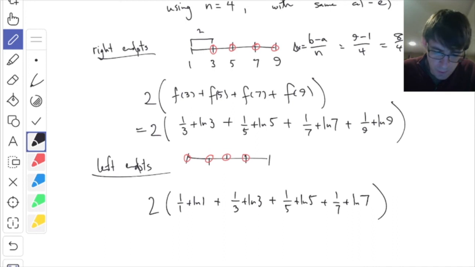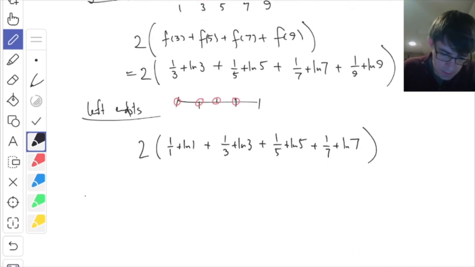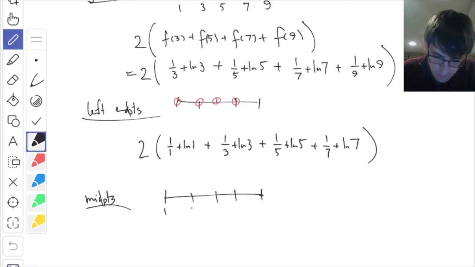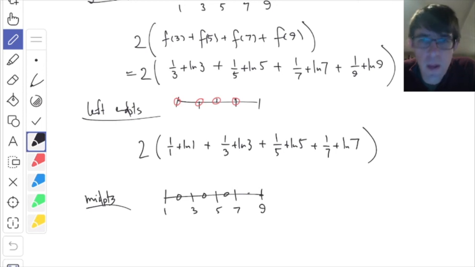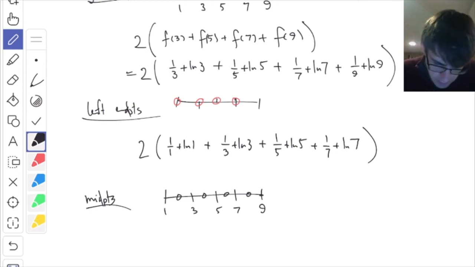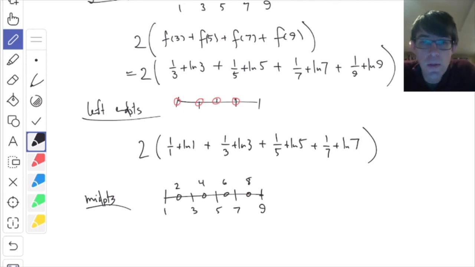Excellent. Let's do the midpoints. This one maybe bears thinking a little bit about. It's not so hard. My original points were 1, 3, 5, 7, 9. What are the midpoints? Well, they're here, here, here, and here. They are 2, 4, 6, and 8, right? So when I do the midpoints, those are the values that I'm going to plug in.